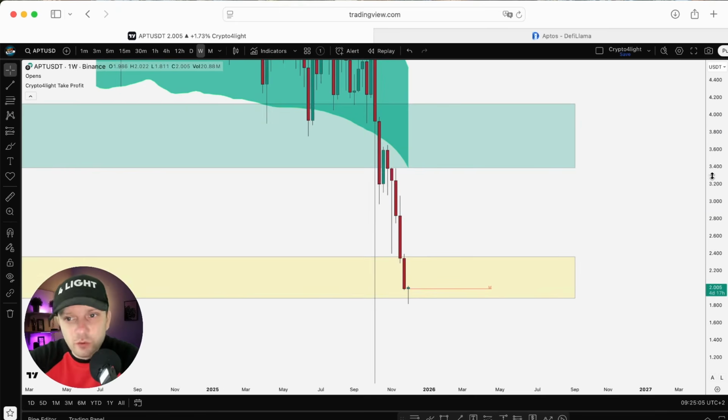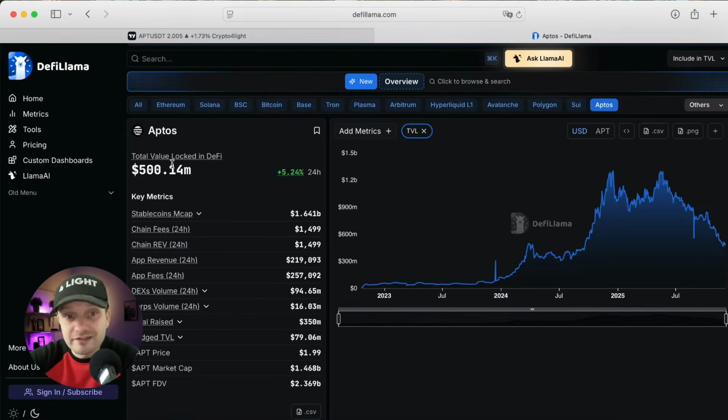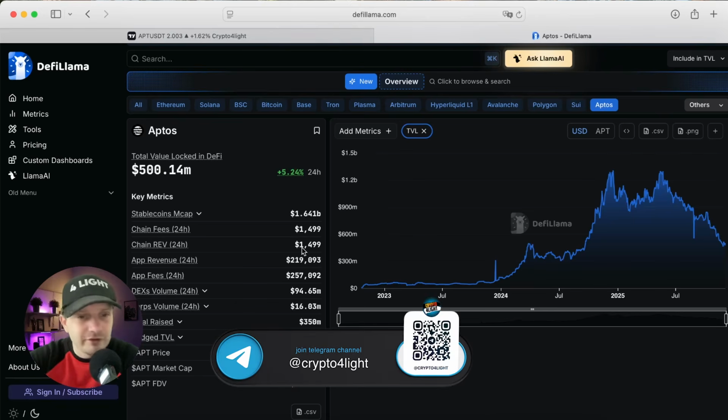Yes, of course, global targets. I think we can hit way higher targets because everything is okay, I guess, with Aptos. Not that big TVL if we compare with other chains, for example. But the apps generate pretty good revenue, right? And the chain not so much revenue, but at least it's better than Scroll, for example, or Berachain, or many others where the chain fees are like $50 or $200.